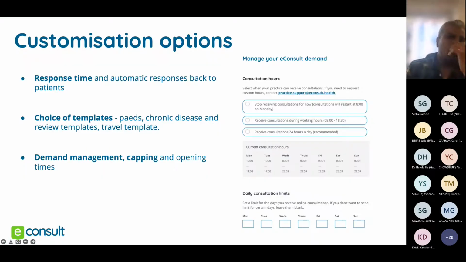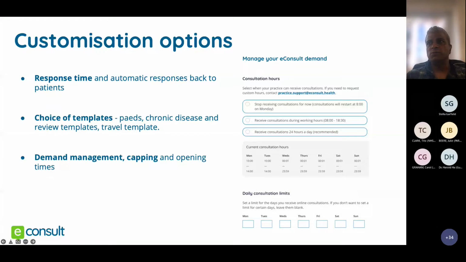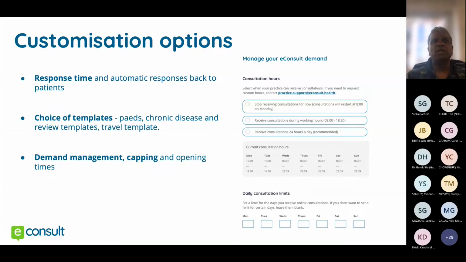Customization, lots and lots of customization options. The most commonly requested are the ability to amend your response times. And those response times can be end of the next working day, same day, 2-hour response. There is also some capacity to extend your response window, but we typically ask our clinical governance team to have a conversation with any practice that wishes to extend their response window to up to 3 days.